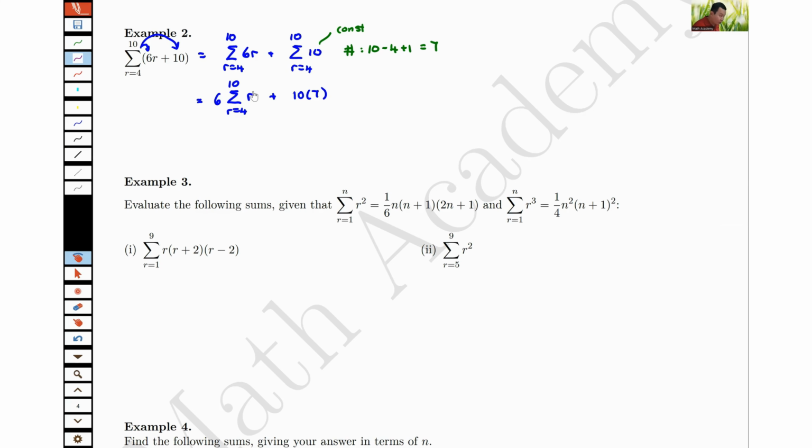Second sum, sum of r. What is sum of r? This is an AP. AP, what's the sum formula? I write here, n over 2 times a plus l. How many terms do we have? I have calculated just now that it's 7 terms. So we go for 7 over 2. A and l based on the limits. I don't need to write out the terms. I know the lower limit is the first, upper limit is the last.